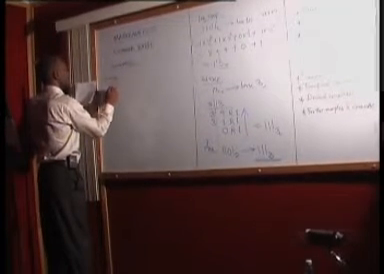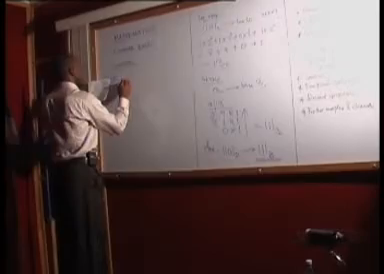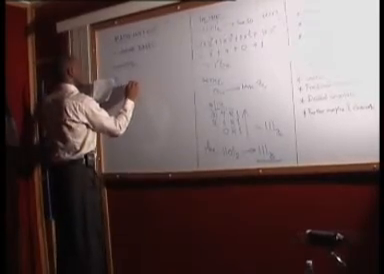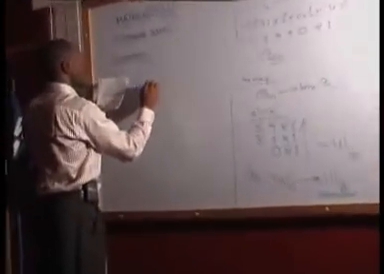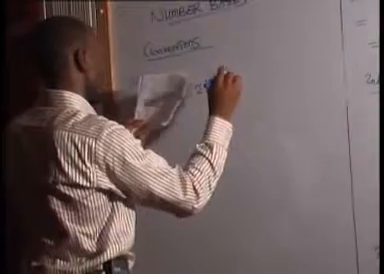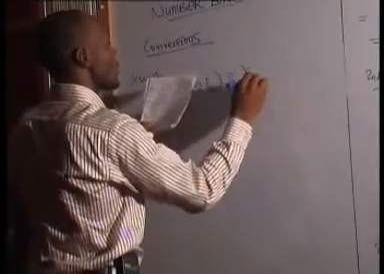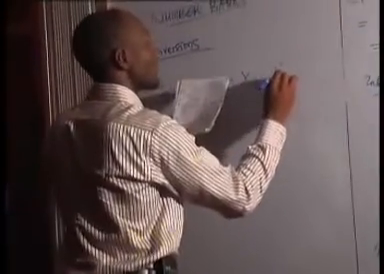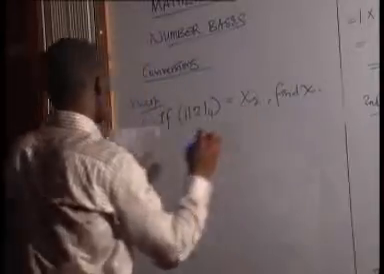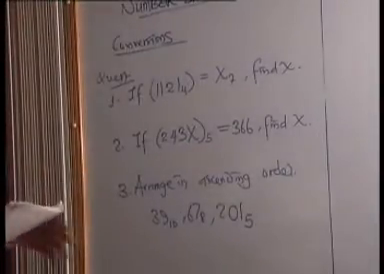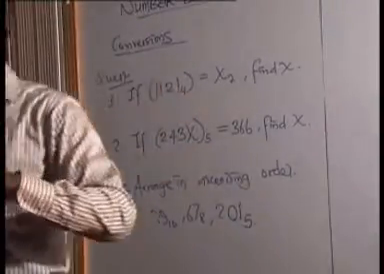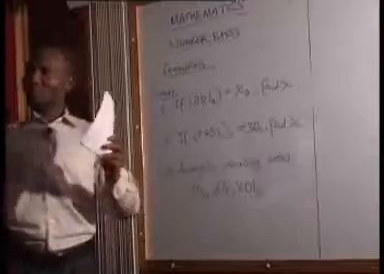The first one, if 1, 1, 2, 1 base 4 equals x is 7, find x. So look at these 3 questions. We are going to support. I want to pick just one and solve for you guys. Which one do you prefer to solve?